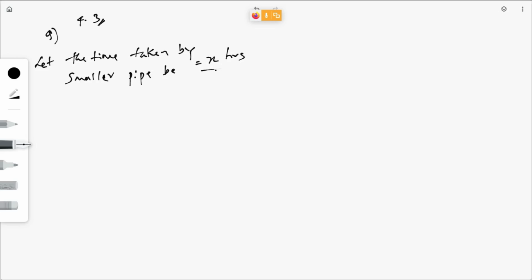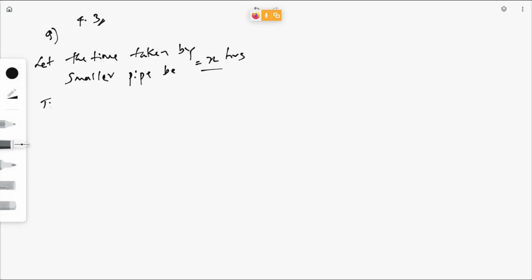Question number 9 from exercise 4.3. Let the time taken by the smaller pipe to fill the whole tank be x hours, right?